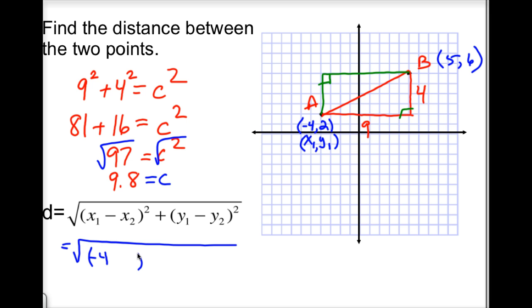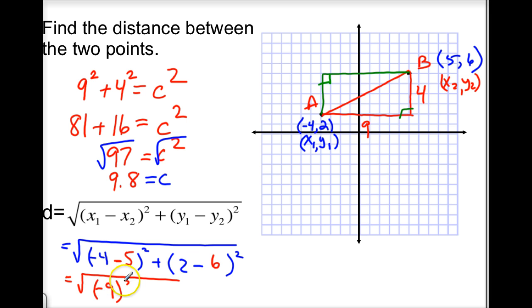-4 is plugged in, and 2 gets plugged in. Then I'm going to also plug in x2, y2, which just means the second point. So we're going to subtract. x2 would have been 5, y2 is 6. And then I use the rules of math. -4 minus 5 gives me -9 squared, plus 2 minus 6 gives me -4 squared.